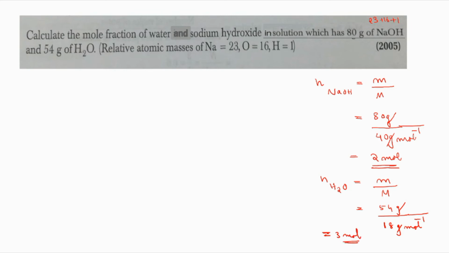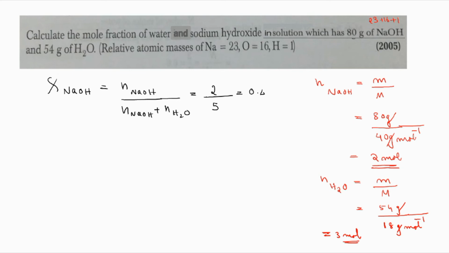Now it is going to be easy. From that, how to calculate the mole fraction of sodium hydroxide? Chi sodium hydroxide we will write. That will be equal to number of moles of sodium hydroxide divided by number of moles of sodium hydroxide plus number of moles of water. That will be equal to 2 divided by 2 plus 3, that is 5. What's the answer? That will be equal to 0.4.